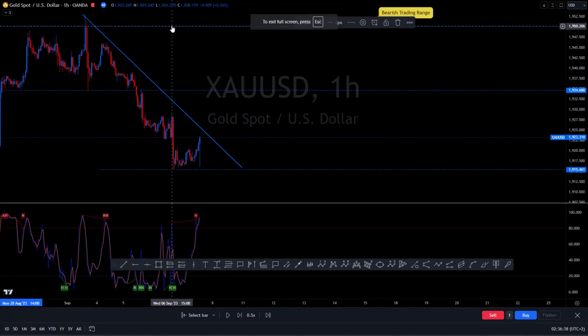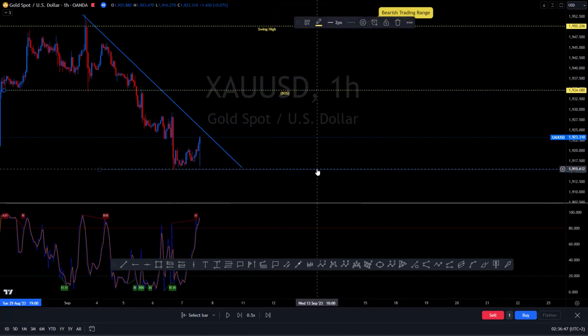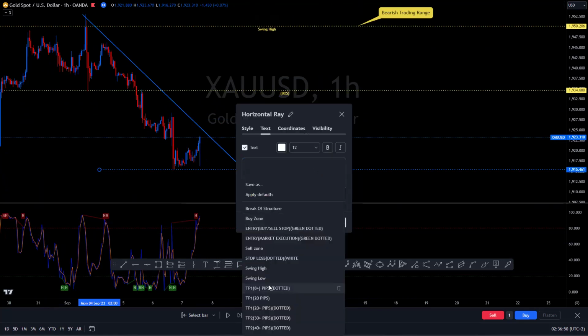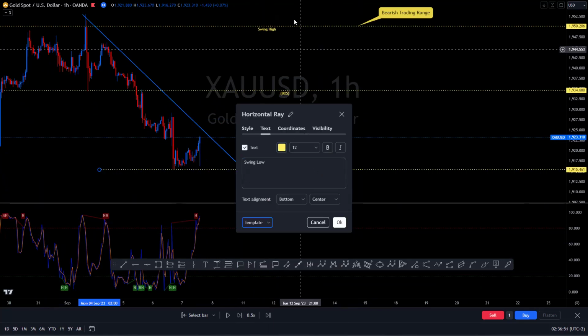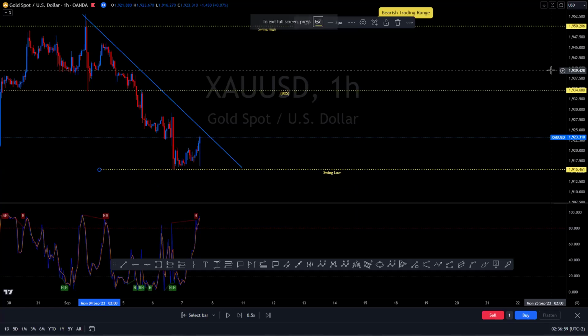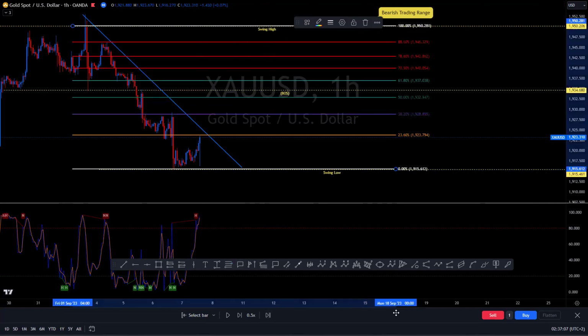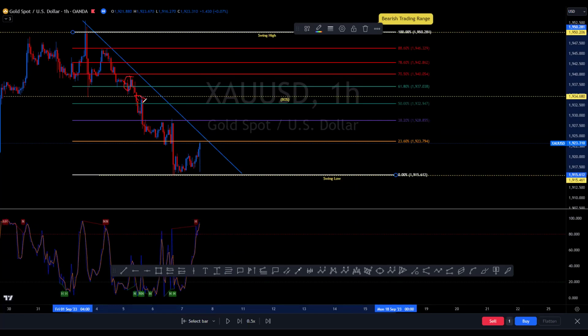So now we're going to mark this up. This is our swing high. This is our break of structure. Then this is our swing low. Because we're in a bearish trading range, we're going to take the Fibonacci from the most recent high to the most recent low. We can clearly see here that price rejected between the 70% and 60% here, and then rejected the 50% and went down again, and then the 38.20. So that lets us know where a lot of our pullbacks are.